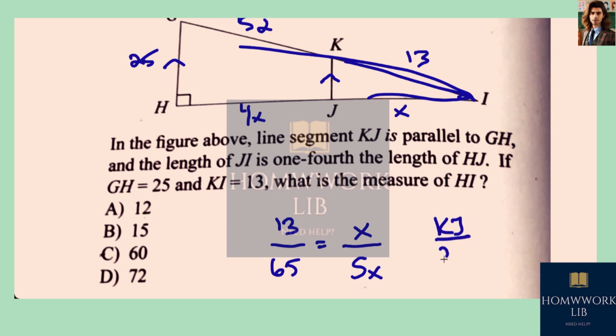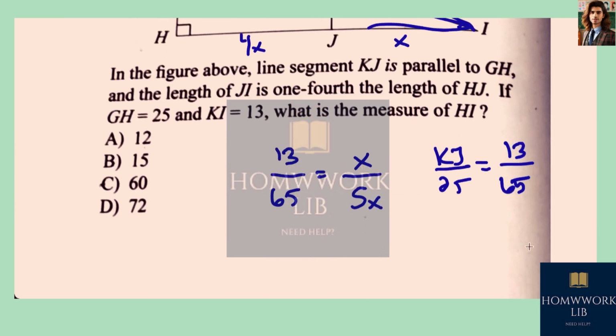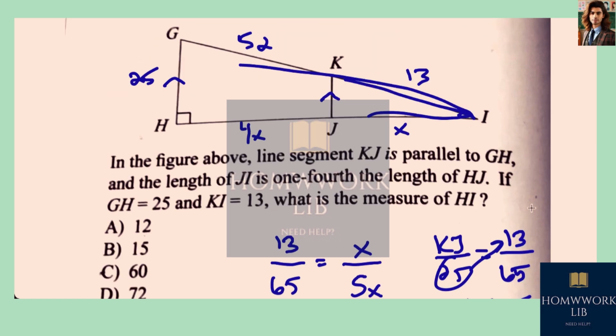to 25, KJ is a piece of the small triangle, so 13 is the piece of the small triangle, GH is the whole part of the larger triangle, and 65 is part of the whole triangle. That's GI. So cross multiply the 25. 25 times 13 divided by 65 is 5. So see if that helps us here. This would have to be 5.